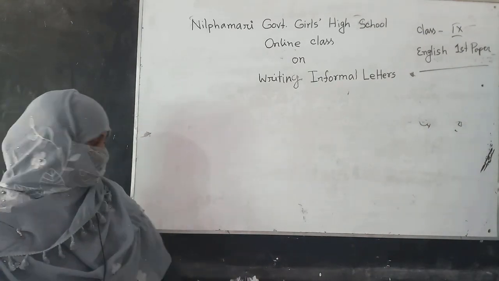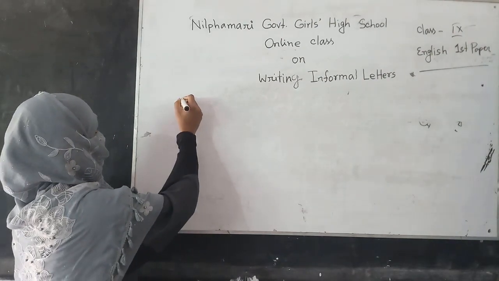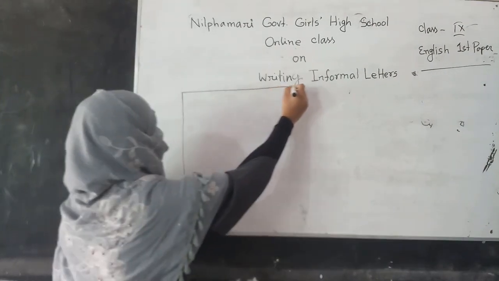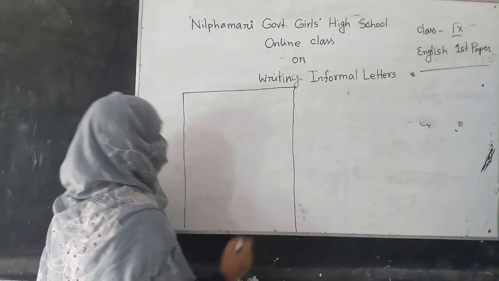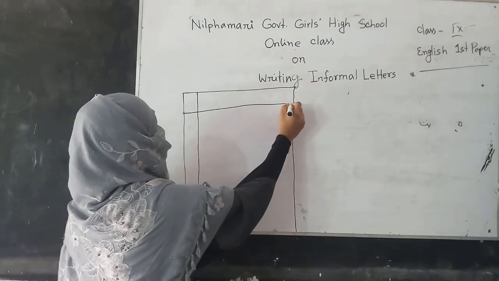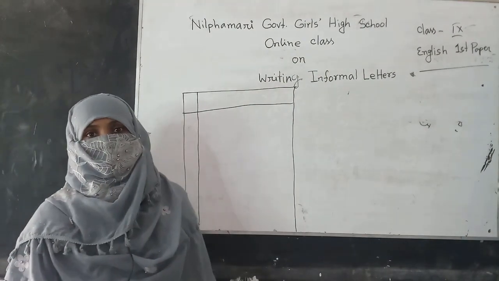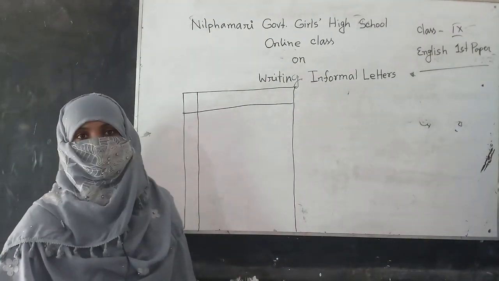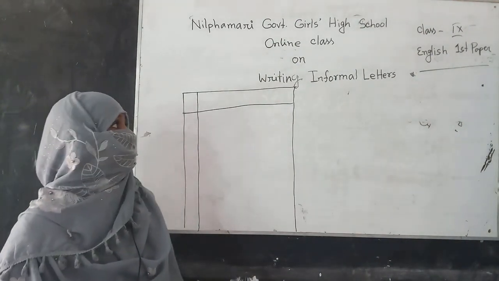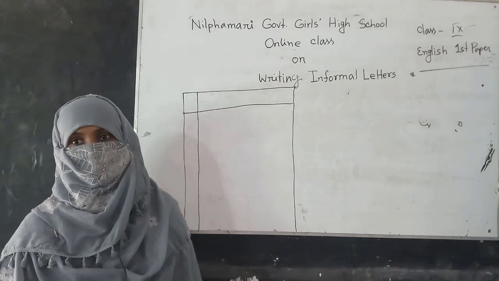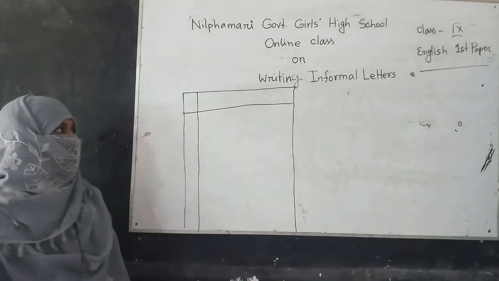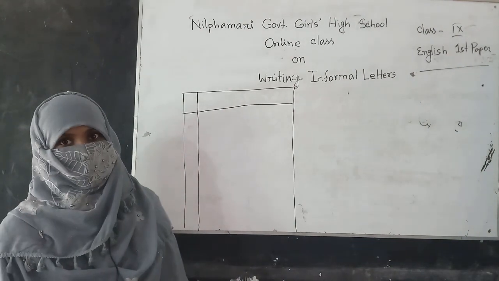We know there are 6 parts in a letter. Let's draw a page here. Suppose it is an answer script and you are writing informal letters. Before going to the letter, let's know how many styles there are in writing informal letters. We have 2 styles, one is British style and another is American style. Let's discuss British style first.